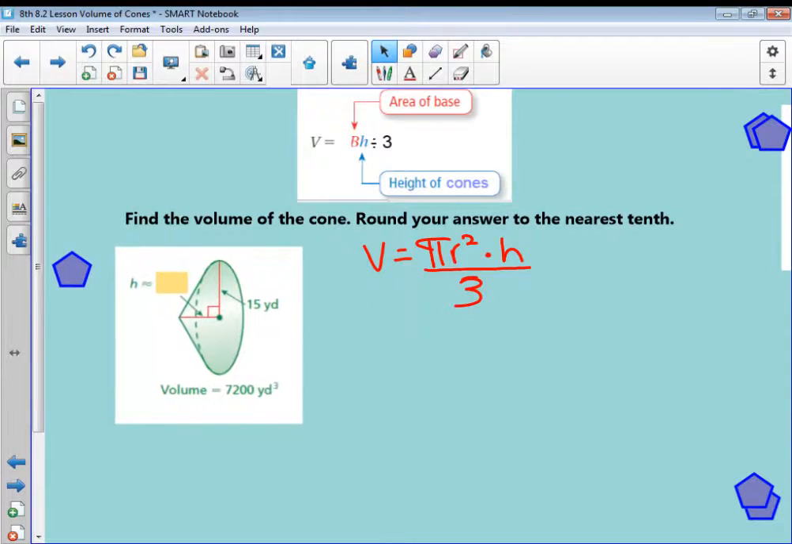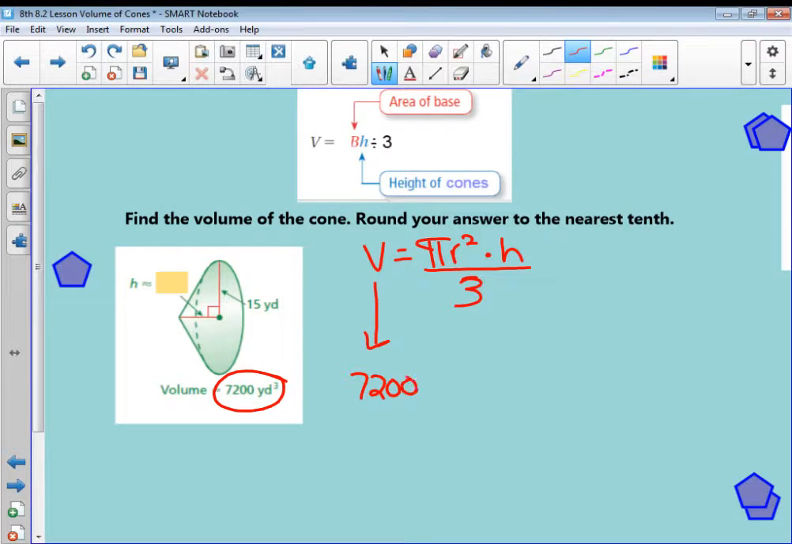So we're still going to use that same formula, volume equals pi r squared times height, or our area of our base times our height, but we're going to find a third of that or divide it by 3. Just like we did with cylinders, we're going to piece in the information. So our volume is 7,200, equals pi, which is 3.14, times our radius, they're telling us is 15, so 15 squared times our height.